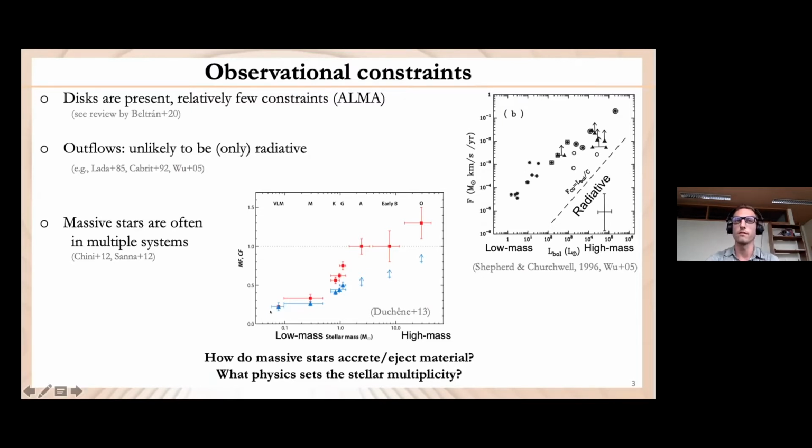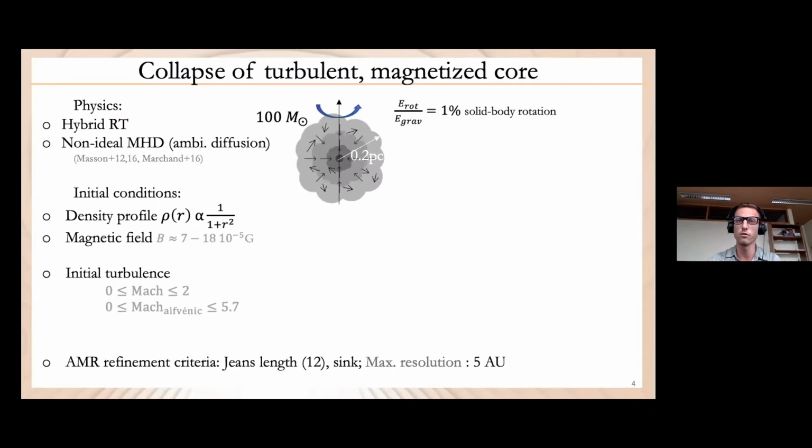And finally, we know that massive stars are more often in multiple stellar systems than low mass stars, and we would like to understand why. So to answer this question, we can study what could be the role of magnetic fields on those 3 questions, and in the final one, whether the massive stellar multiplicity is due to environmental conditions that could then depend on the magnetic field strength, for example, or on turbulence. So to address these 3 questions, we will follow the collapse of a massive prestellar core, that is 100 solar masses.